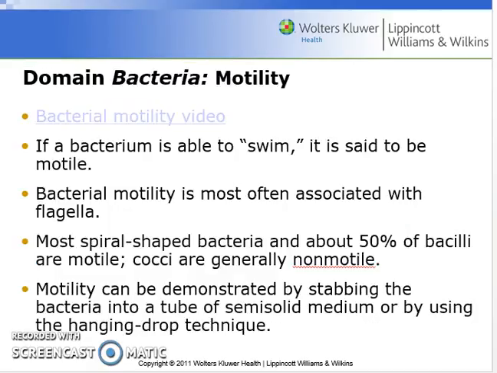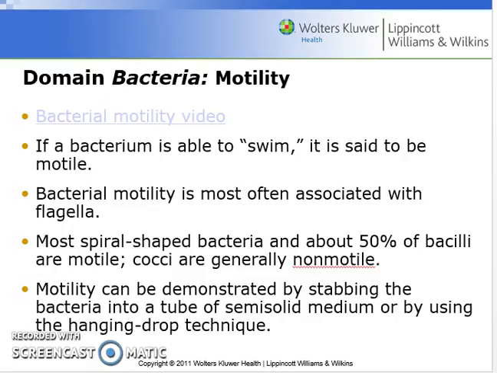So the next particular attribute of bacteria that's pretty important to understand is that of motility. We've talked about this before as well. Some bacterium have the ability to swim, quote unquote. And if they do this, then we refer to that as being motile, which means that the bacterium is able to get from point A to point B using particular attributes or motile structures that allow them to do that.